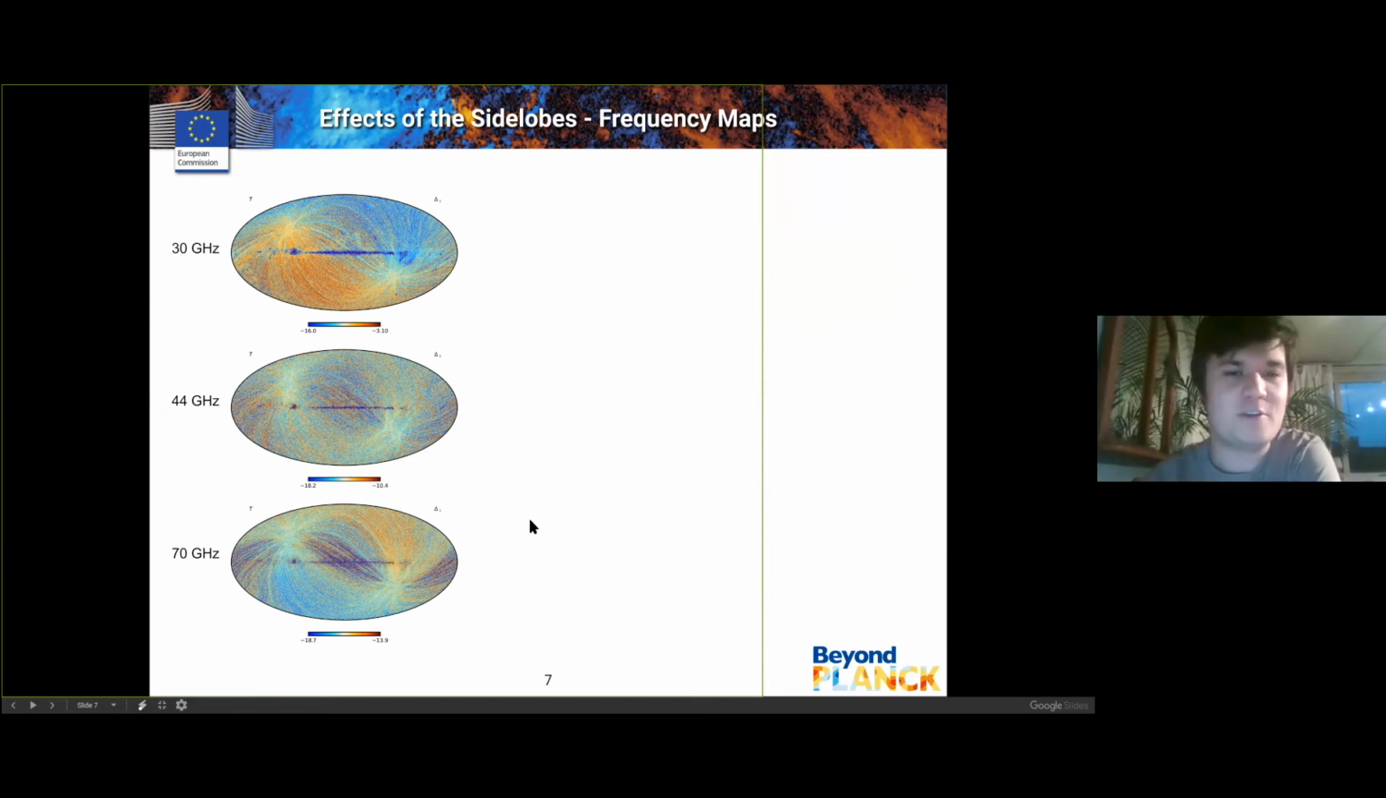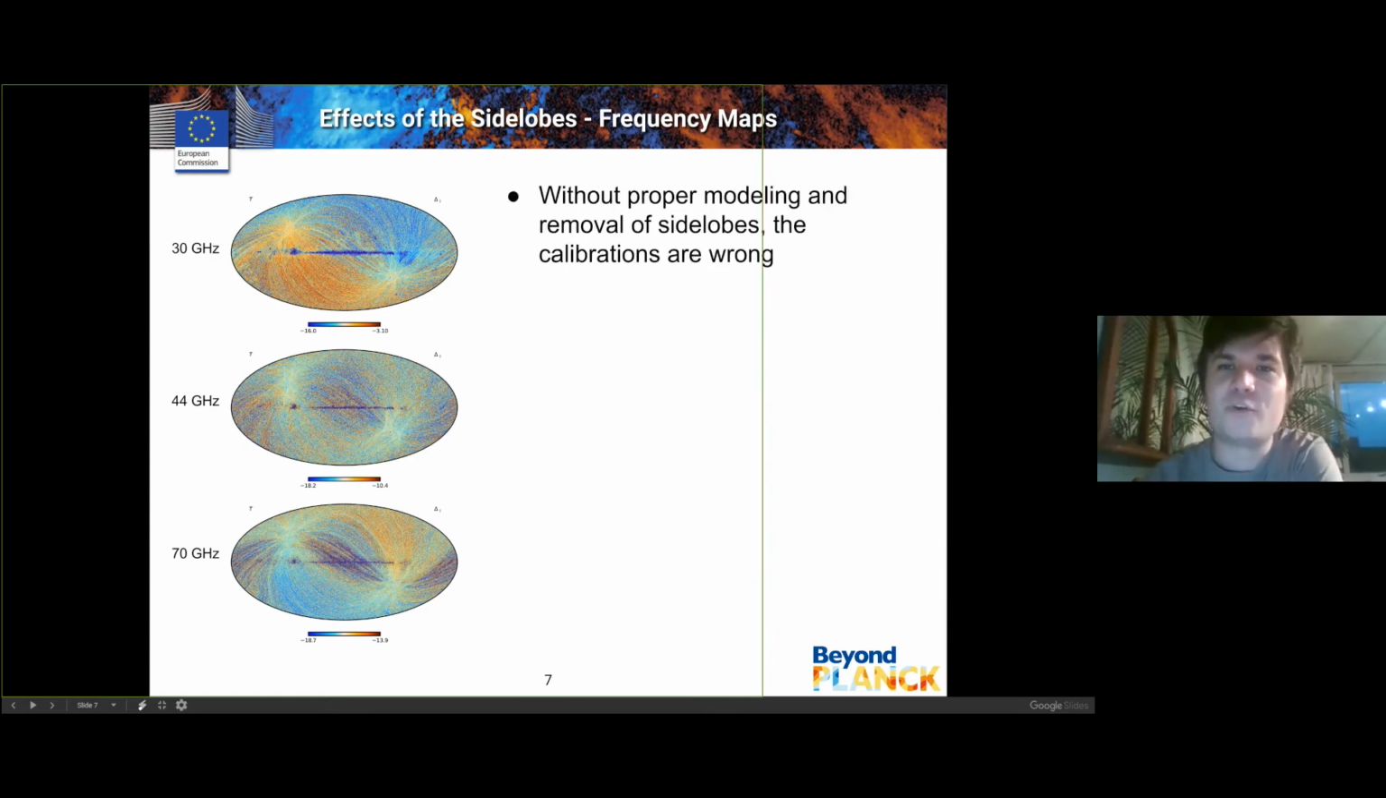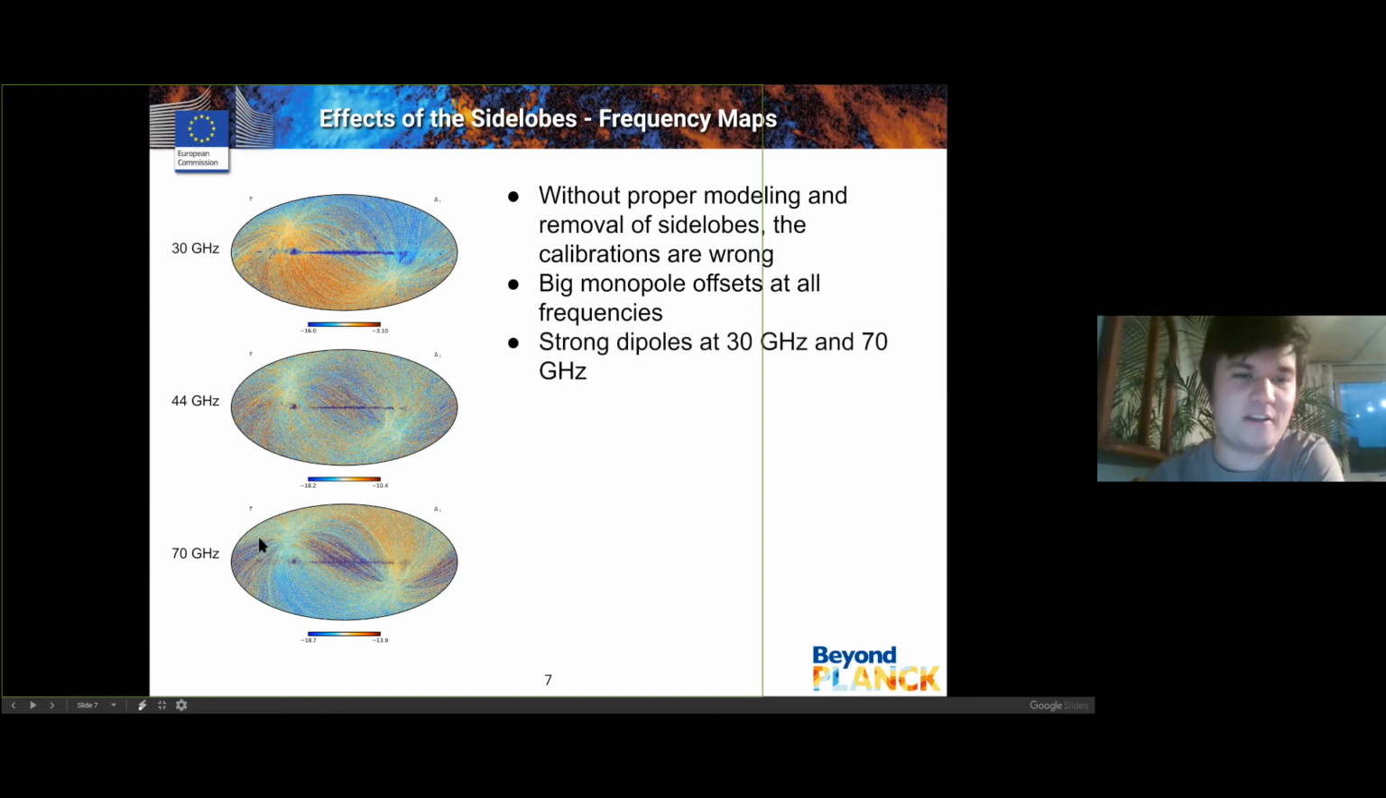On the left here, you can see the frequency maps generated from the difference of these two pipelines, the one with sidelobe correction and the one without. You can see a couple of features that pop out immediately. First of all, without proper modeling of the sidelobes, the calibrations are definitely wrong. There's a large monopole offset at all of our 3 LFI frequencies. Secondly, at 30 and 70 gigahertz, you definitely see a strong dipole effect as well, maybe not so much at 44 gigahertz. And then you get these residual stripy rings that look a lot like the big rings in the sidelobe signal. So that's almost certainly a sidelobe signal leaking through into the maps themselves.